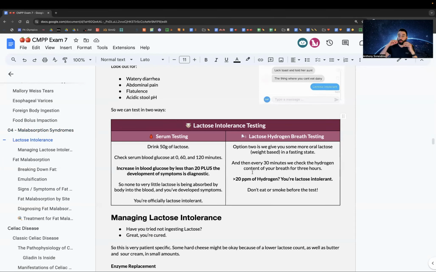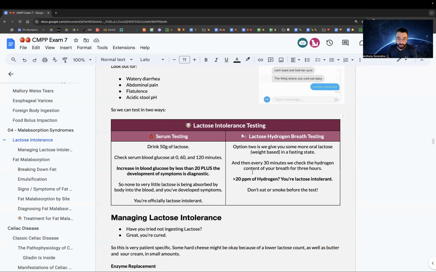So we've given them 50 grams of lactose. If they're not breaking it down, it's not getting into the blood, and the level is going to rise less than 20. It means they're lactose intolerant. Okay. There you go. Option two is we give you some more oral lactose. This is weight-based in a fasting state.